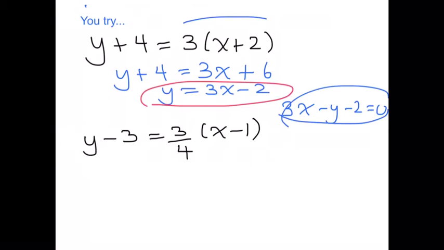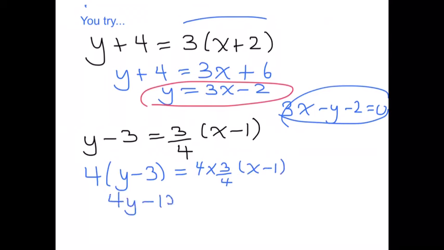The second one is a little bit trickier because it's already got a fraction you have to deal with. So again, if you remember from the last slide how we deal with the fractions, we multiply both sides by 4. So here's 4y minus 3, 4 times 3/4, and the x minus 1. So that gives you 4y minus 12 equals, don't forget to cancel, 3x minus 3.